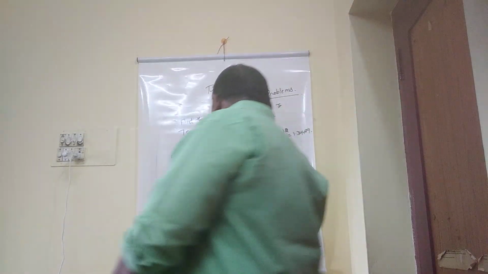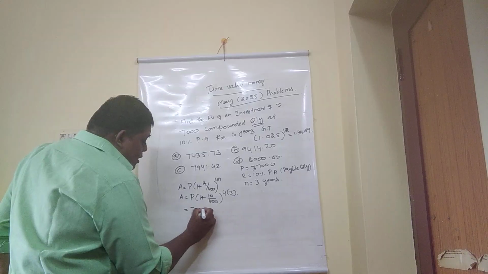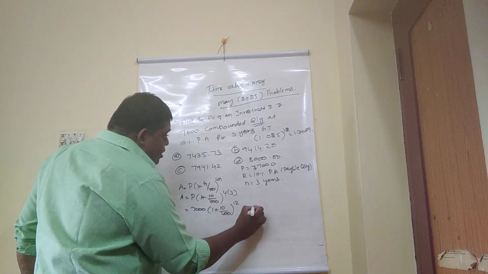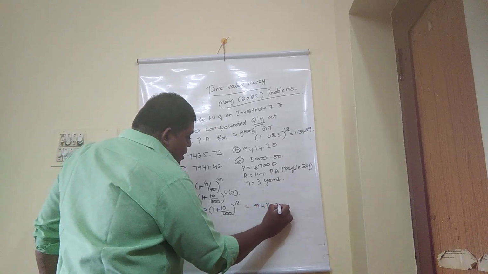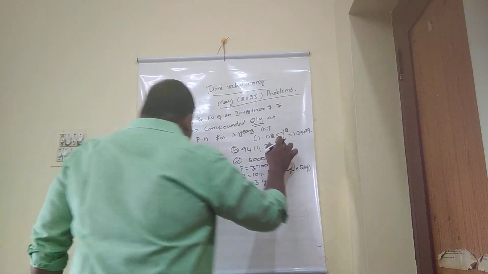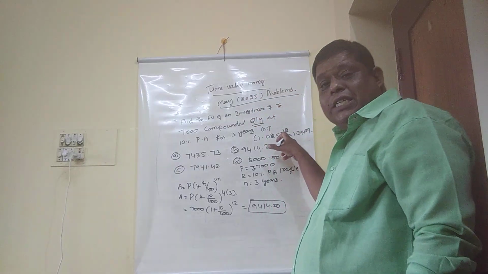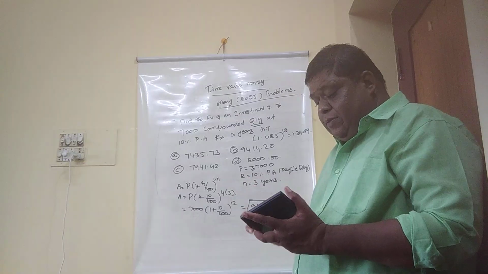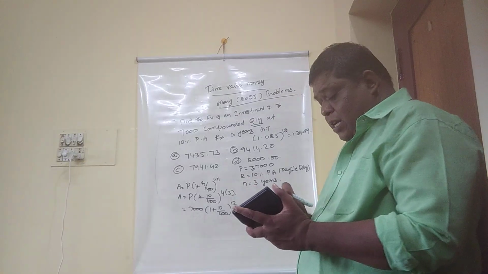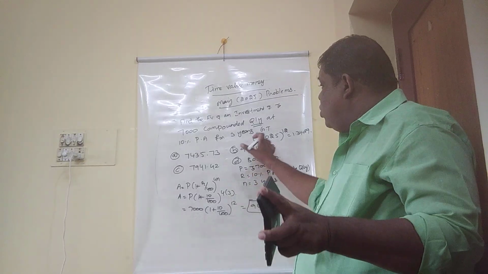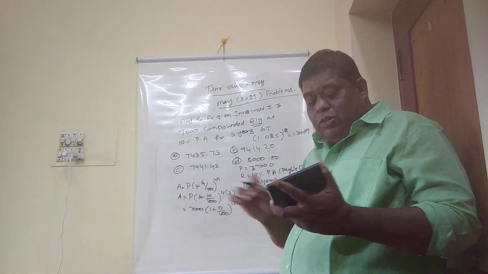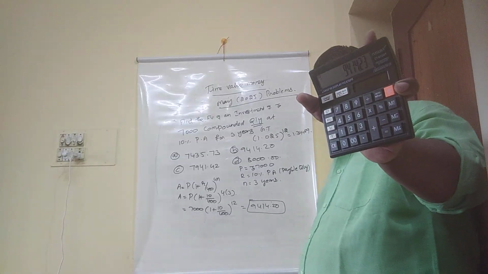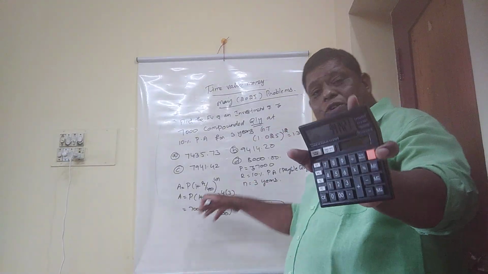So 9414.20 is the answer. So 7,000 into (1 plus 10 divided by 400) whole to the power 12 is equal to 9414.20. The value is given in the question, so the problem is very, very simple. 1.34489 into the principal value 7,000 is the answer. Otherwise we follow the formula.